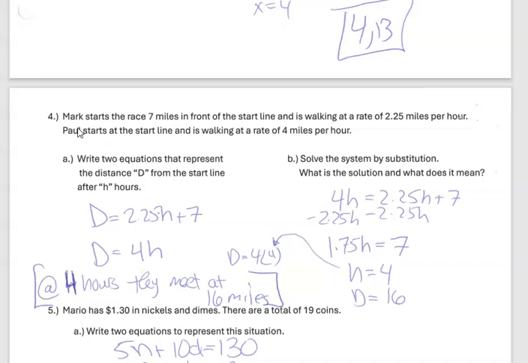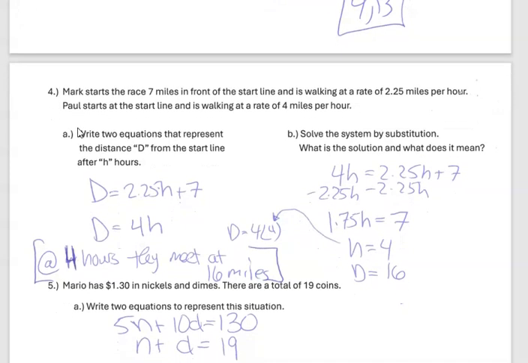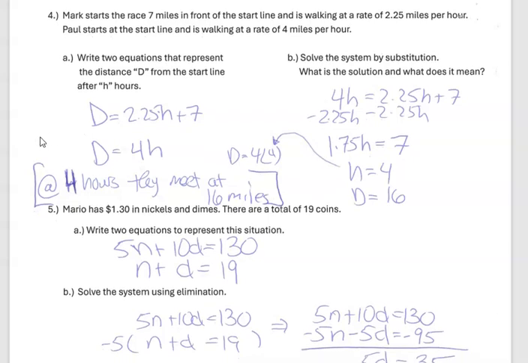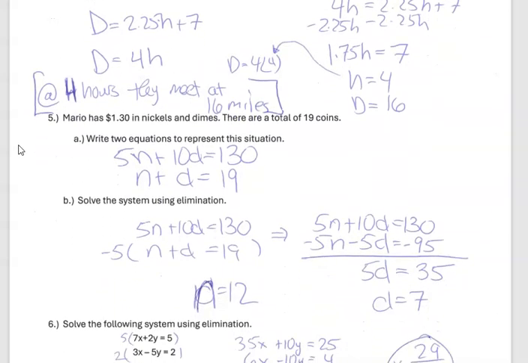When you solve by substitution, you end up getting h equals 4. Which just means at 4 hours, they will be at the same exact spot. How far will that be? Well, if you substitute 4 in, you find out it is going to be 16 miles. So distance is 16 miles. At 4 hours, they will both be at that same exact spot.